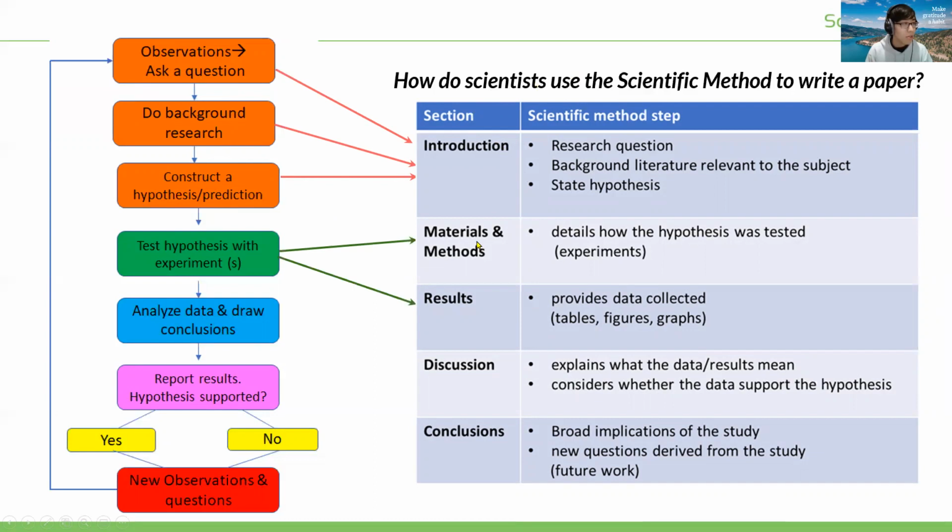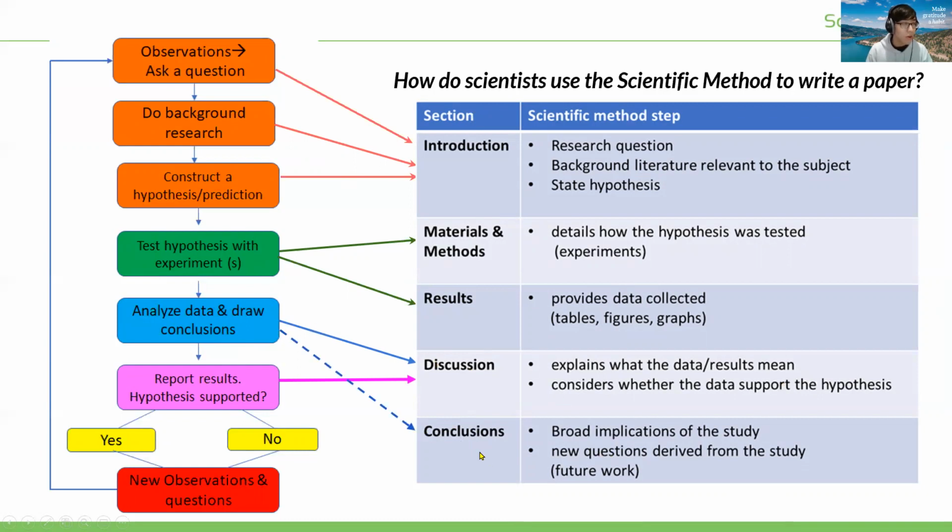In the materials and methods and the results, they will usually talk about what did they actually do? What did they actually test? In the discussion section, they will talk about their analysis and what conclusions they're drawing. Note that it's not the conclusion section where they're talking about the conclusions of the experiment. They will report the results, whether or not the hypothesis was supported, usually in the discussion, sometimes in the conclusion.